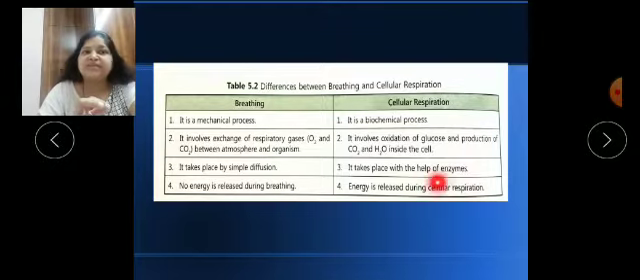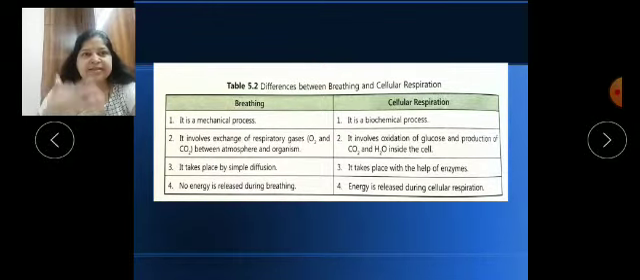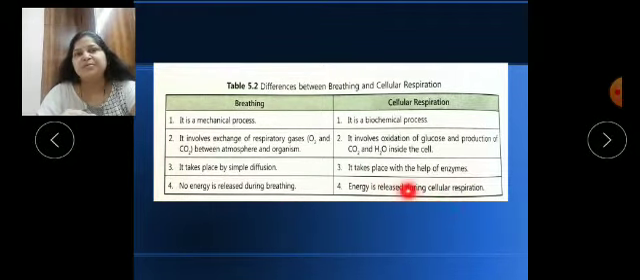Cellular respiration takes place with the help of enzymes which are also called respiratory enzymes, and these enzymes are present in the mitochondria of the cell. Then in the breathing process, no energy is released. We are just simply breathing throughout our life, oxygen gas and carbon dioxide, without any energy. But for cellular respiration, the cell organelle needs energy which is given by mitochondria.